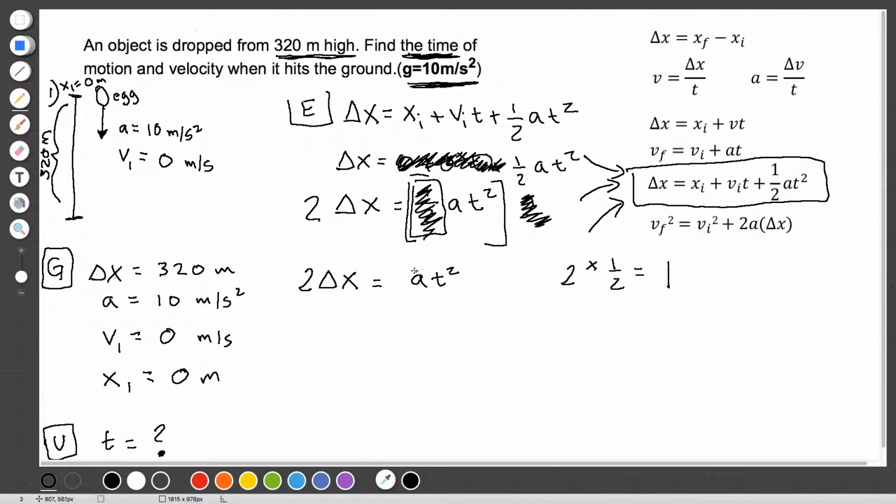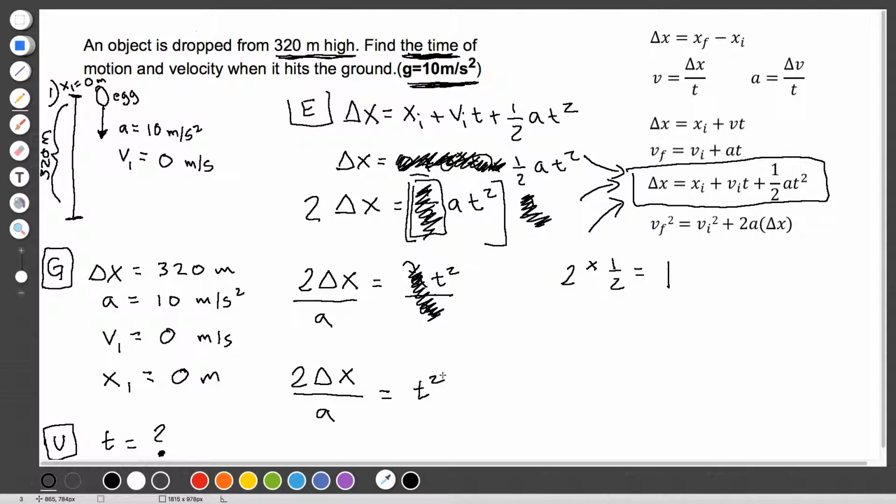Next thing, moving over to the a. How do we get rid of the a? Well, the a is being multiplied by t squared, so we're going to divide it out. And dividing it out on this side cancels out. We have 2 delta x over a equals t squared.